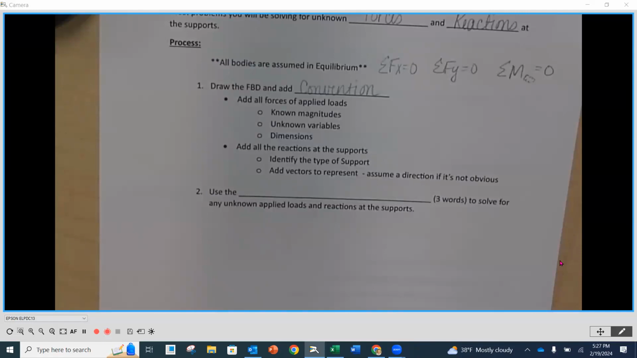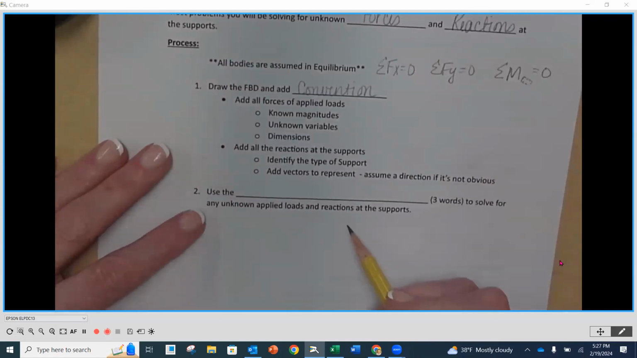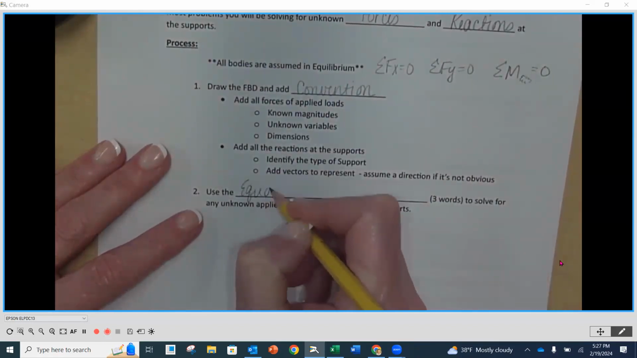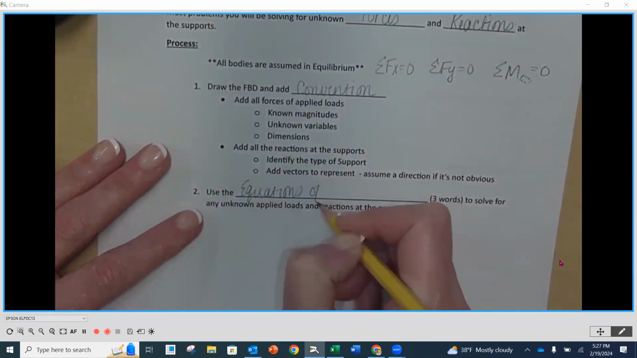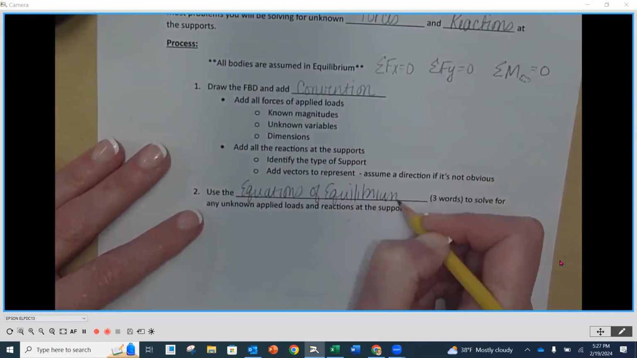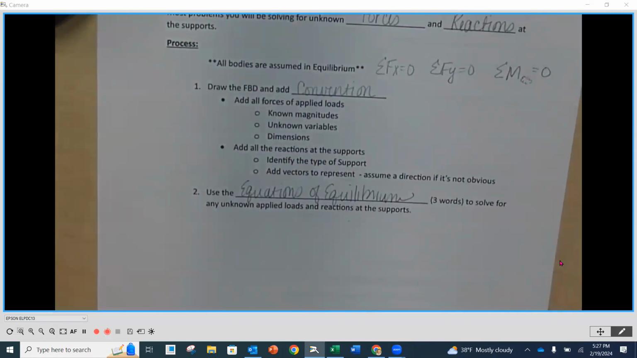So number 2 is we are again going to use the equations of equilibrium to solve for any of these unknown applied loads and reactions. So, equations of equilibrium. And we know those to be the 3 that we have up there. Okay. So any questions so far? Good stuff. That's kind of all what's at the beginning, in the introduction for chapter 4.